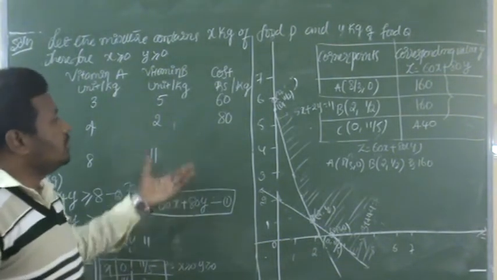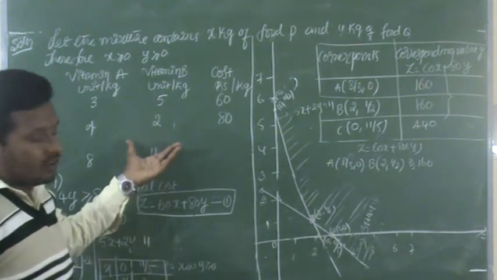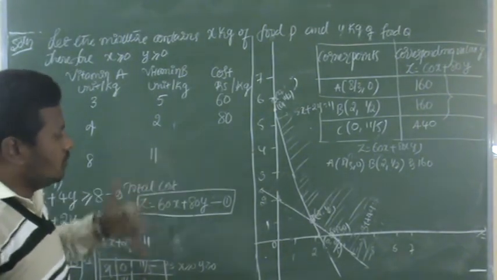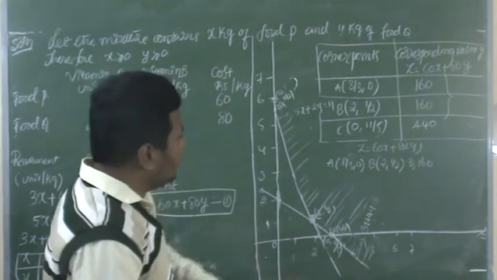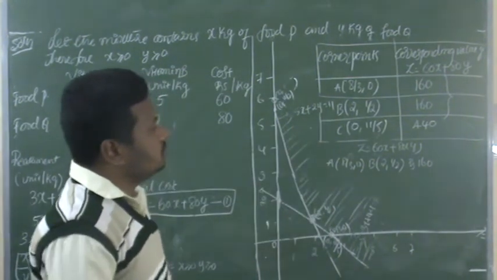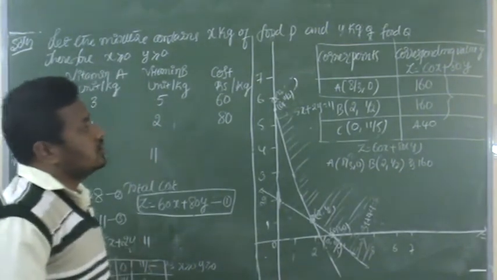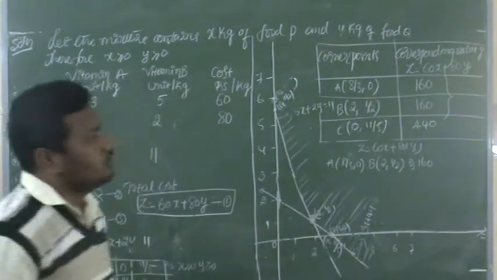First, we write the mathematical formulation of the given data, and we plot a graph. Then we get the corner points and the corresponding values of Z.